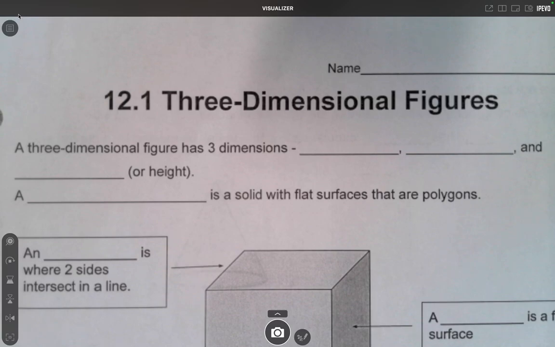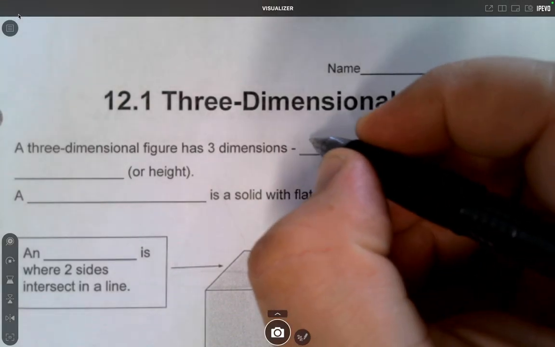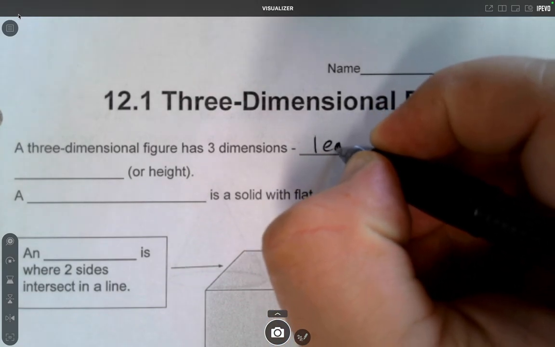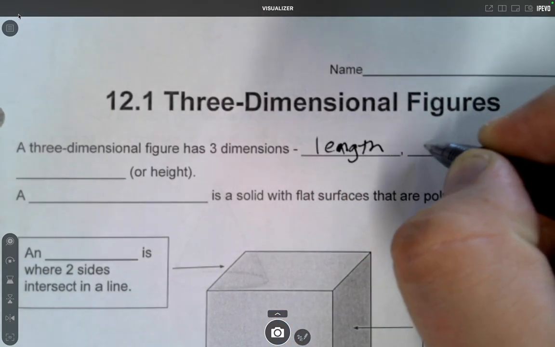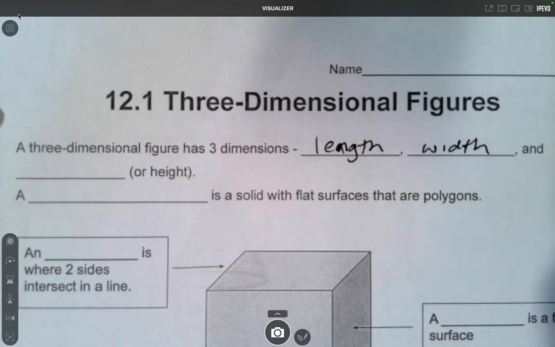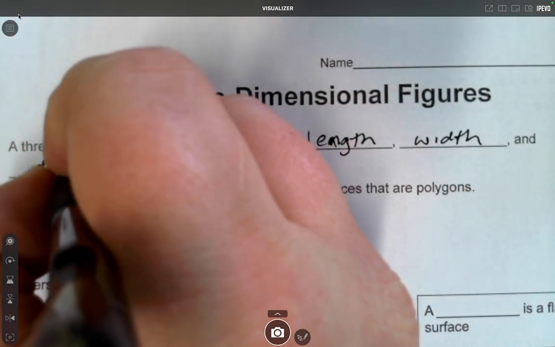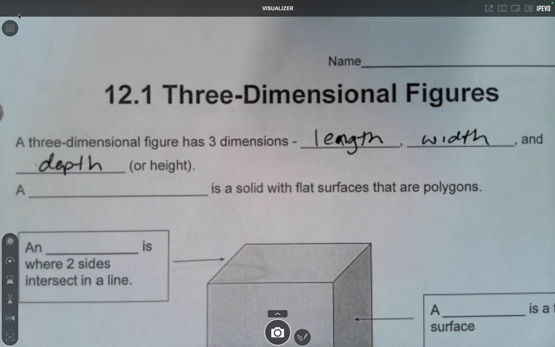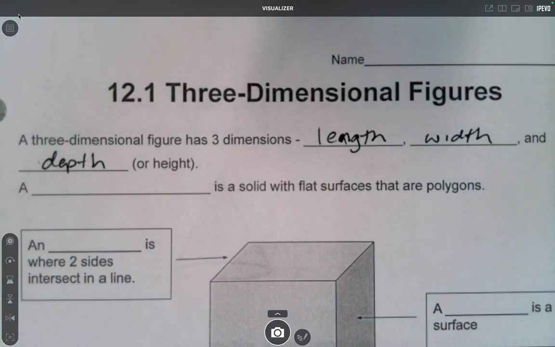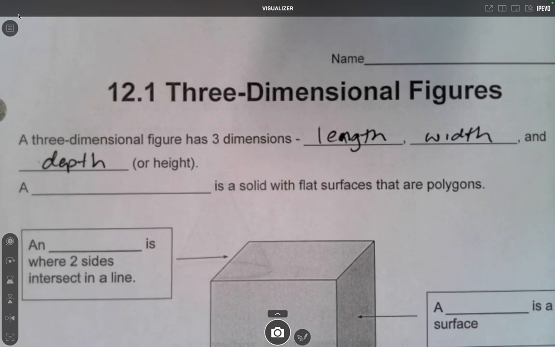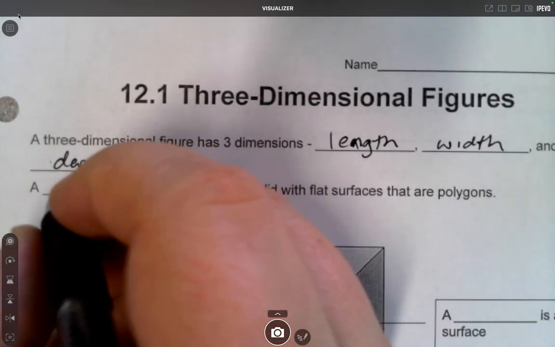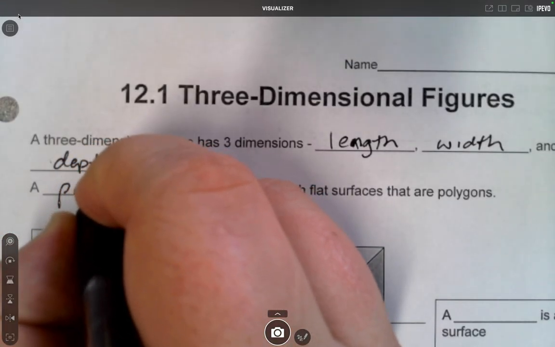So a three-dimensional shape, or three-dimensional figure, has 3 dimensions: length and width and depth or height. You can call it either one. Depth sometimes helps people understand how we're talking about a third level here. And the first type we're going to talk about is a polyhedron.